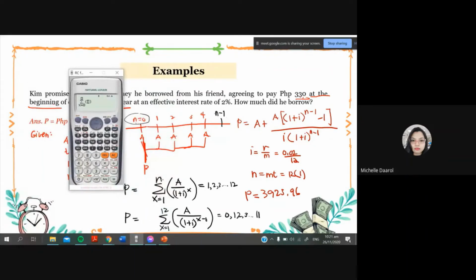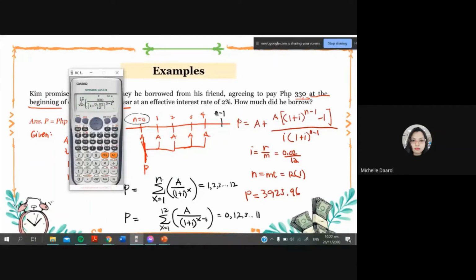So the summation of the annuity divided by 1 plus i. So i here is 0.02 divided by 12, raised to x minus 1. And then when x is 1 and when n is 12.